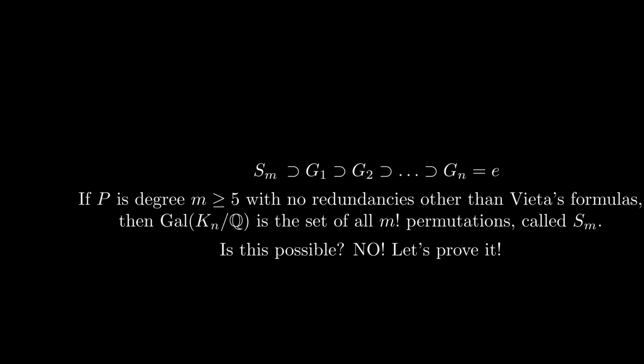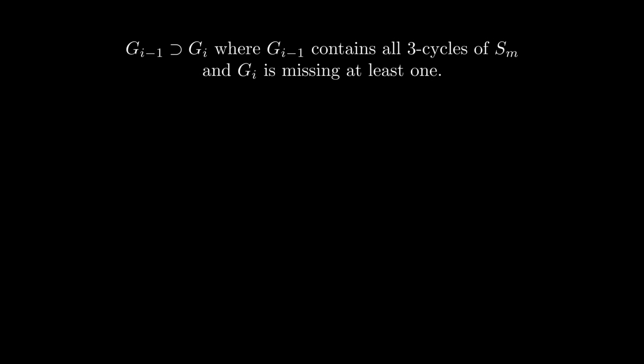Okay, let's begin. Since Sm has every permutation moving 3 roots in a cycle, you could ask for example R1 to R2 to R4 back to R1, and nothing else moving. And the bottom group Gn obviously has none of them, so there's some consecutive pair of groups, Gi-1 and Gi, where Gi-1 contains every 3 cycle that Sm does, and Gi is missing at least 1. Right, we're going down from Sm to nothing. Eventually you have to shed off at least 1 3 cycle, and let Gi be the first point at which you do so.